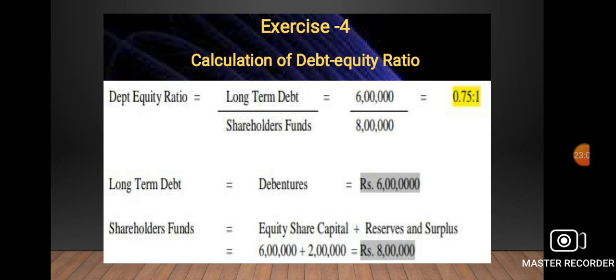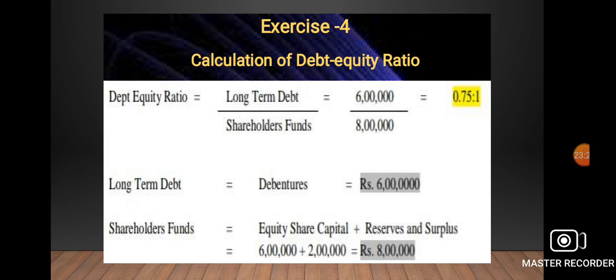Then shareholders funds means equity share capital plus reserves and surplus. Equity share capital 6 lakh plus reserves and surplus 2 lakh, totally shareholders funds rupees 8 lakh. So with the help of the formula, find out the debt equity ratio. Therefore debt equity ratio equals long term debts divided by shareholders funds. Long term debt 6 lakh divided by shareholders funds 8 lakh.